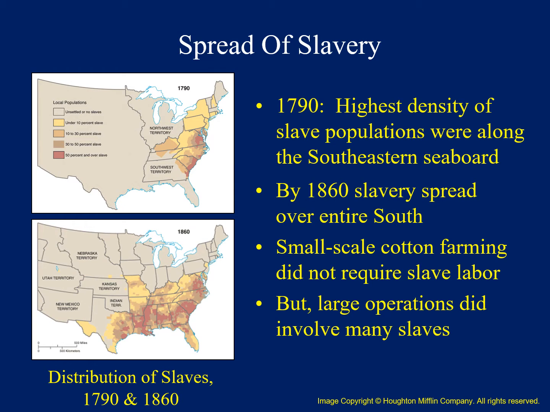By 1860, slavery had spread throughout the entire South. If you wanted to make money on a small cotton farm, you might want one or two slaves, but you didn't necessarily have to have one. However, large cotton plantations often included many, many slaves.